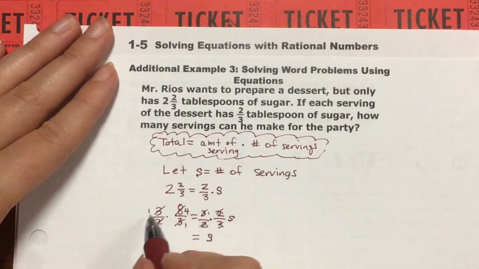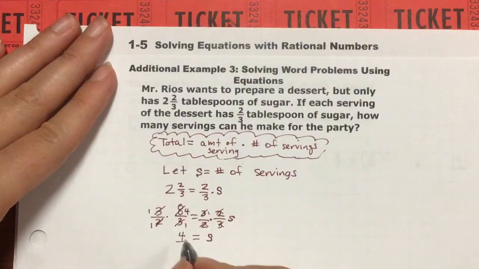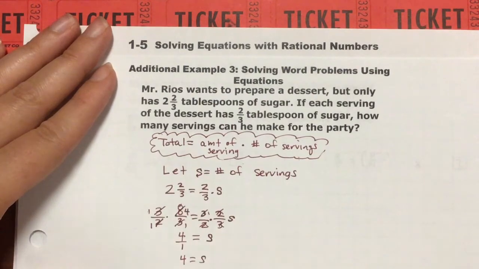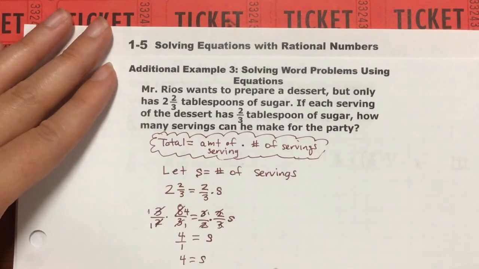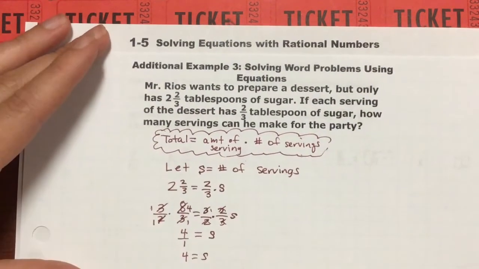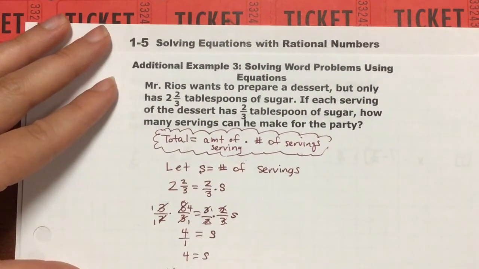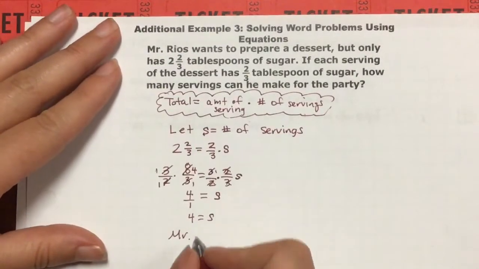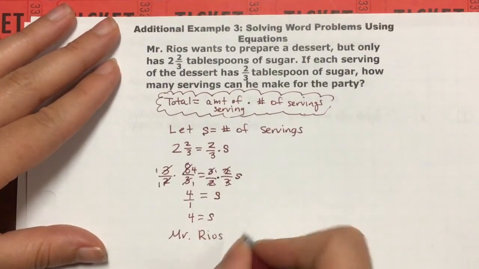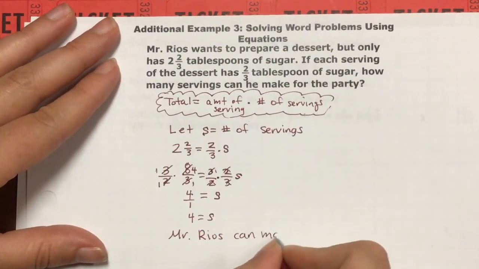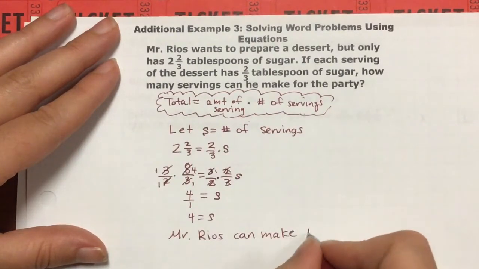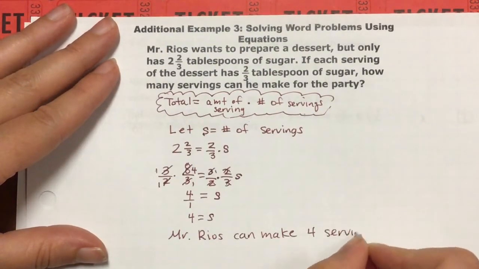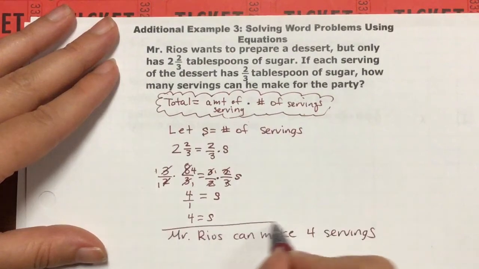And then we just multiply across. 1 times 4 is 4. 1 times 1 is 1. 4 divided by 1 is the same thing as 4, so 4 equals S, which means the number of servings is 4. So Mr. Rios can make 4 servings. Awesome.